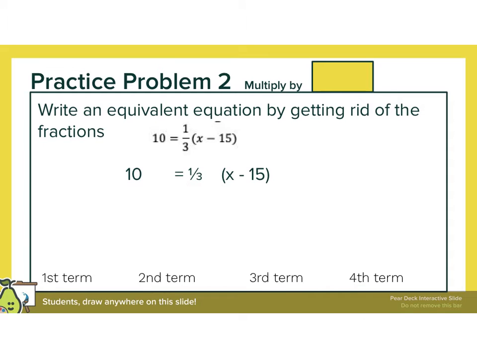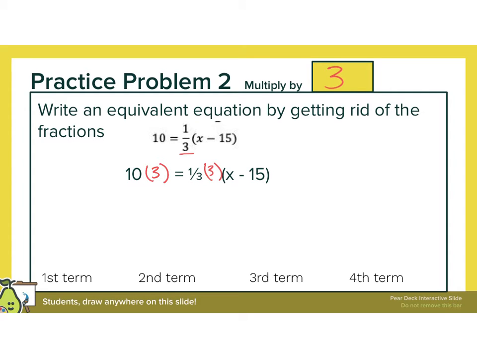Practice problem 2. Let's write an equivalent equation by getting rid of the fraction. What do we multiply by? There's only one fraction, and it's 1/3. So we're going to multiply by 3. So the 10 gets multiplied by 3. Most people forget that. And the 1/3 gets multiplied by 3.